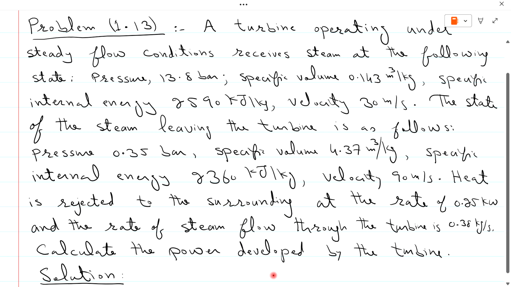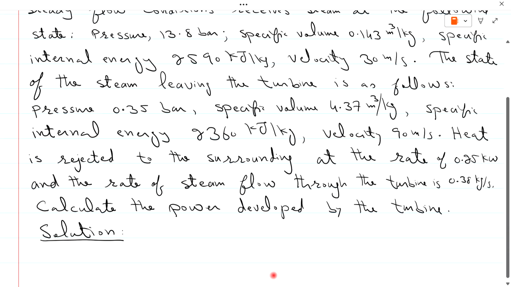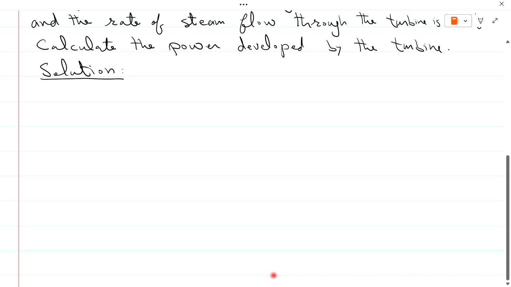The state of the steam leaving the turbine, the exit conditions, are as follows: final pressure 0.35 bar, final volume 4.37 meter cube per kg, final internal energy 2360 kilojoule per kg, velocity 90 meter per second, heat rejected to the surroundings at the rate of 0.25 kilowatt, and the rate of steam flow through the turbine is 0.38 kilogram per second. Calculate the power developed by the turbine.